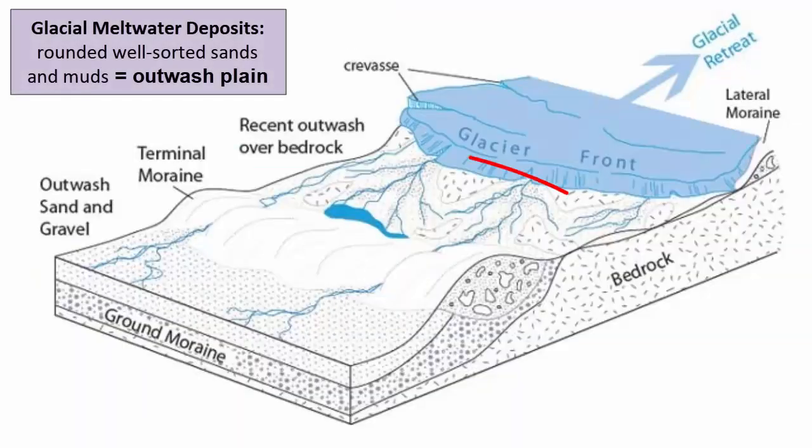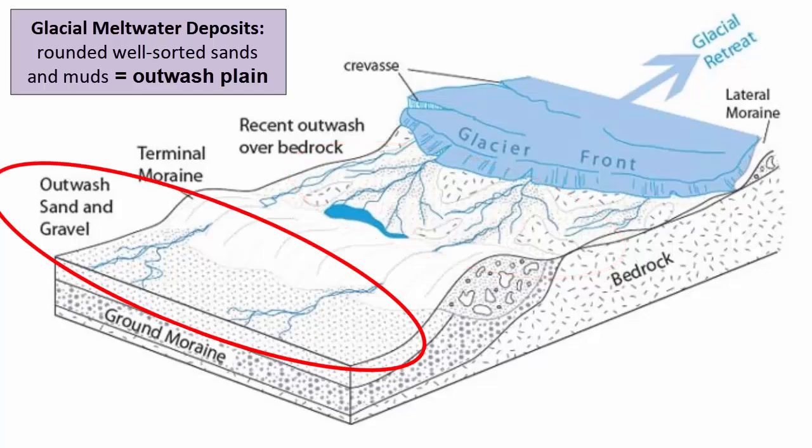If we look more closely at the toe of an active glacier, we can also see that meltwater pours out from under its base into an outwash plain in front of the glacier. The sediments in this plain are carried by water and as such are smaller, more rounded, and well sorted.